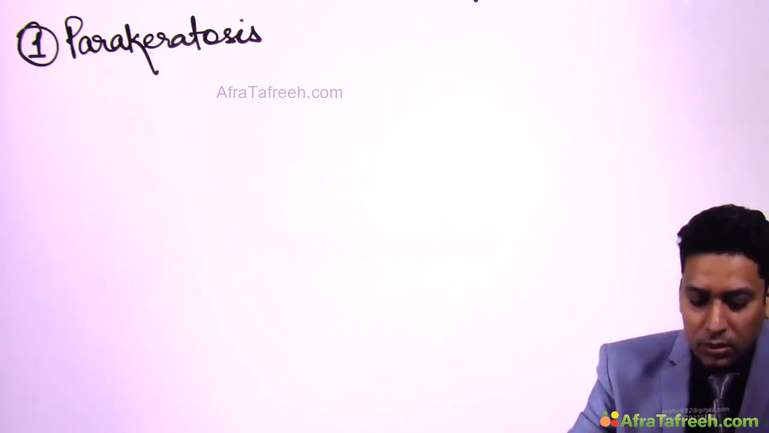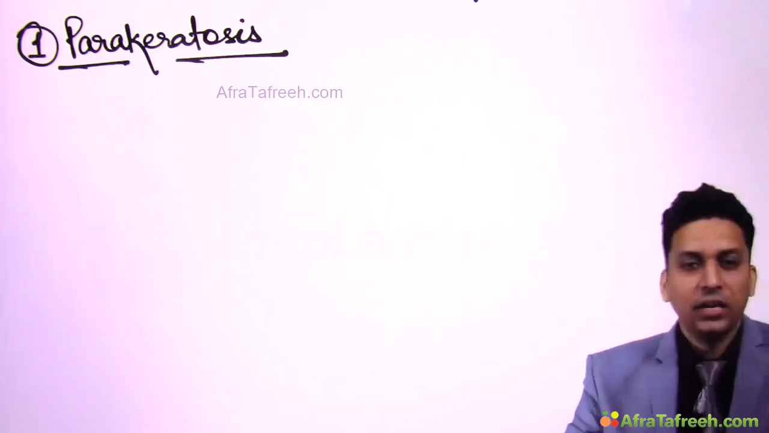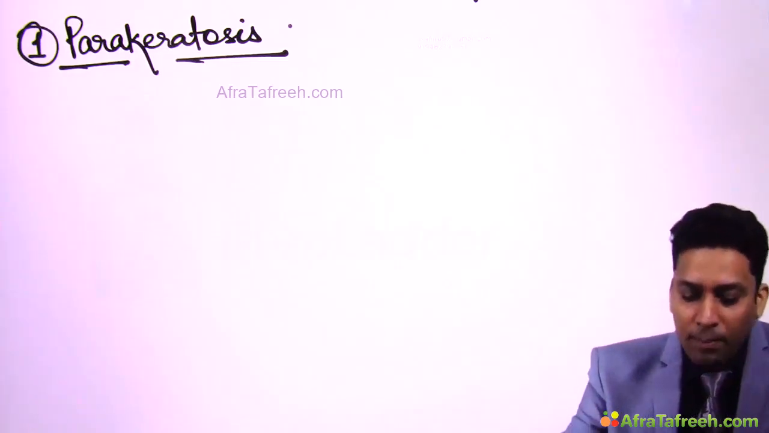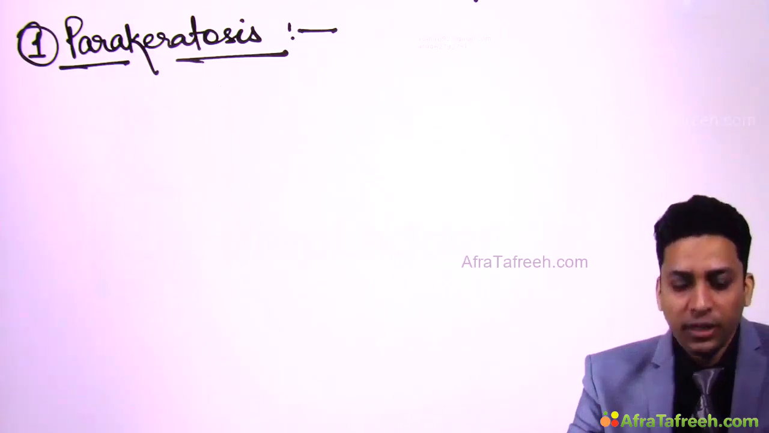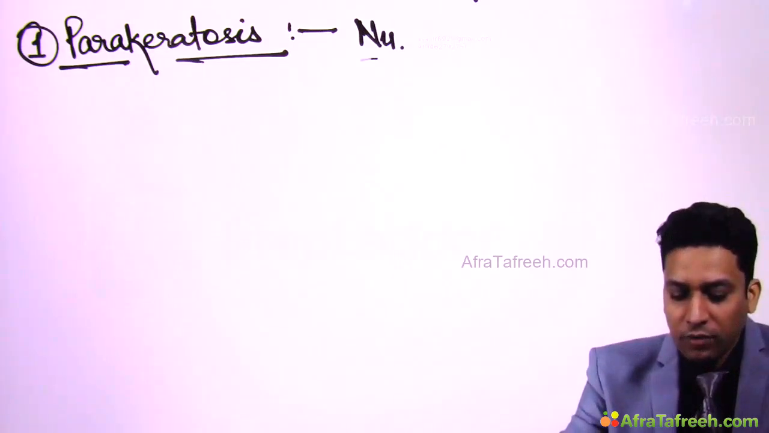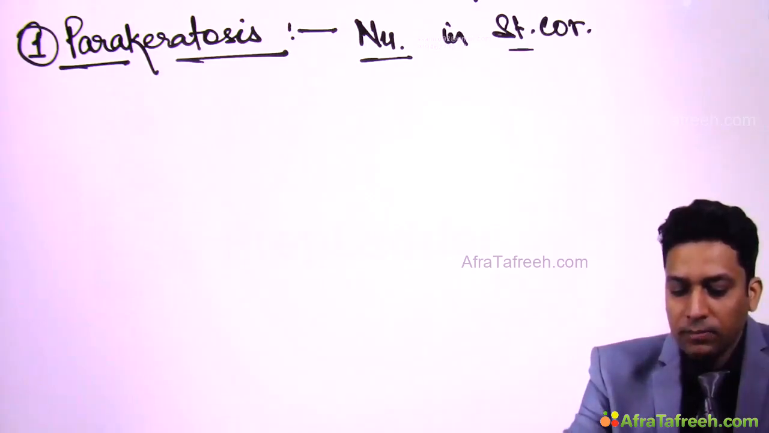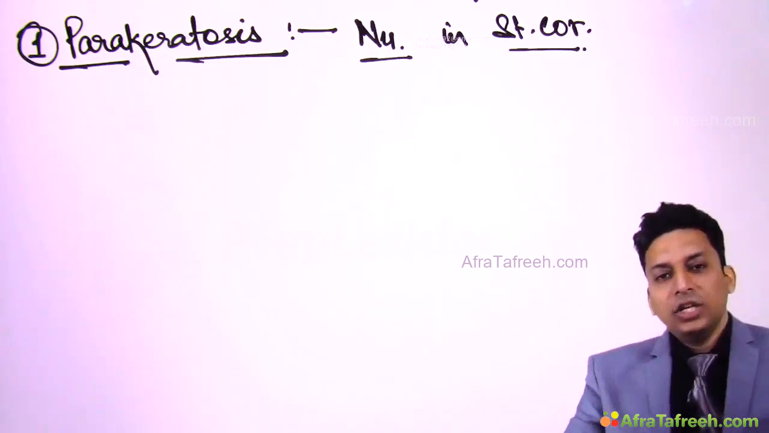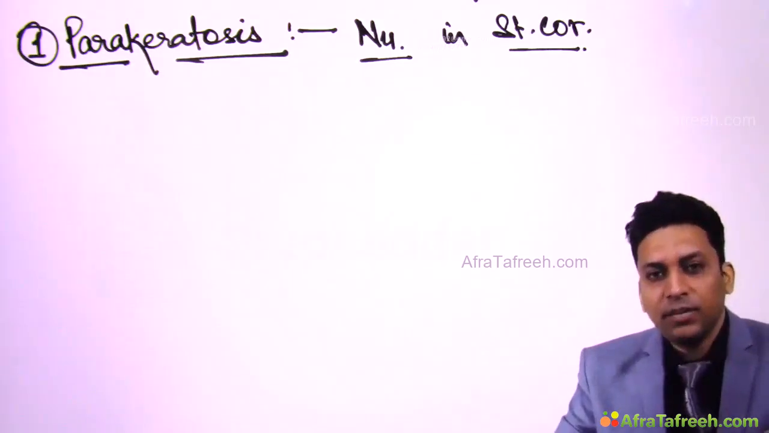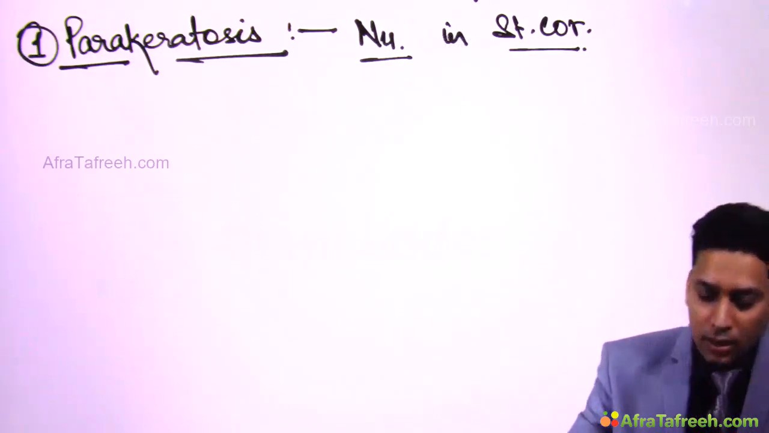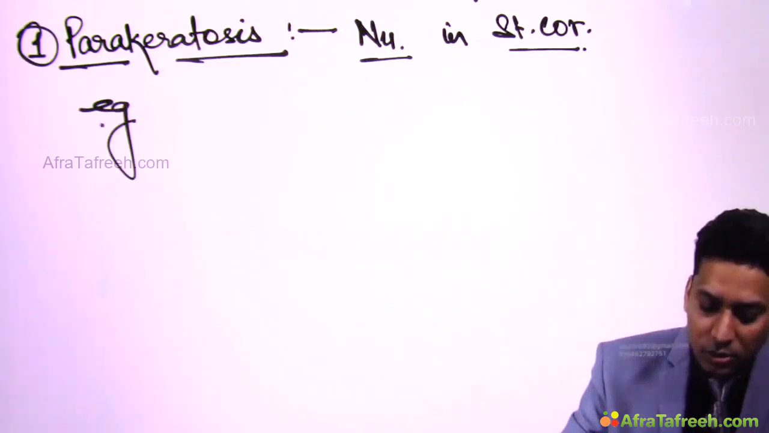parakeratosis. What is parakeratosis? Parakeratosis is retention of nucleus in stratum corneum. Okay, so normally nucleus is absent in stratum corneum, but if you find nucleus retained in stratum corneum, that is parakeratosis. Okay, and parakeratosis can be seen in so many conditions.